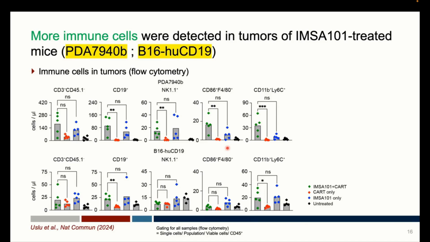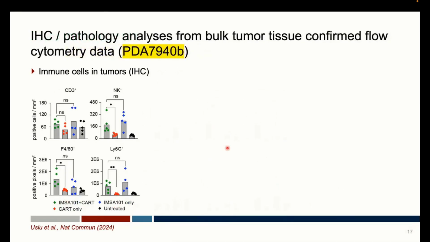And in order to confirm our flow cytometry data, we used a second method to confirm this data. So we submitted our formalin-fixed paraffin-embedded tumor tissues to the pathologist, and our pathologist performed IHC stainings to look for different immune cells. So he looked for CD3 positive cells, or T cells, NK positive cells, F480 for macrophages, and Ly6G for neutrophils. And we could basically confirm our flow cytometry data with the IHC data.